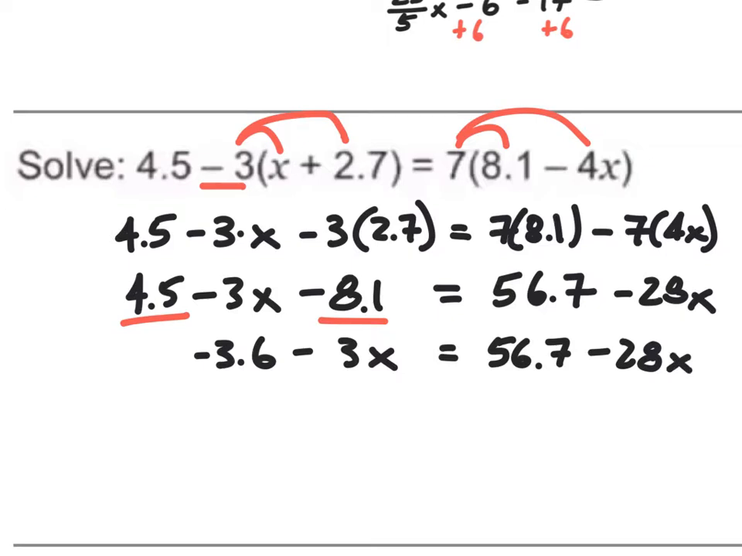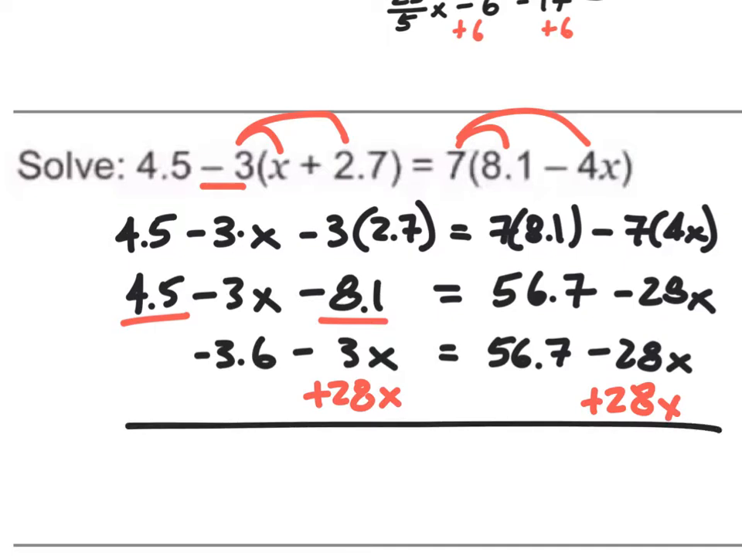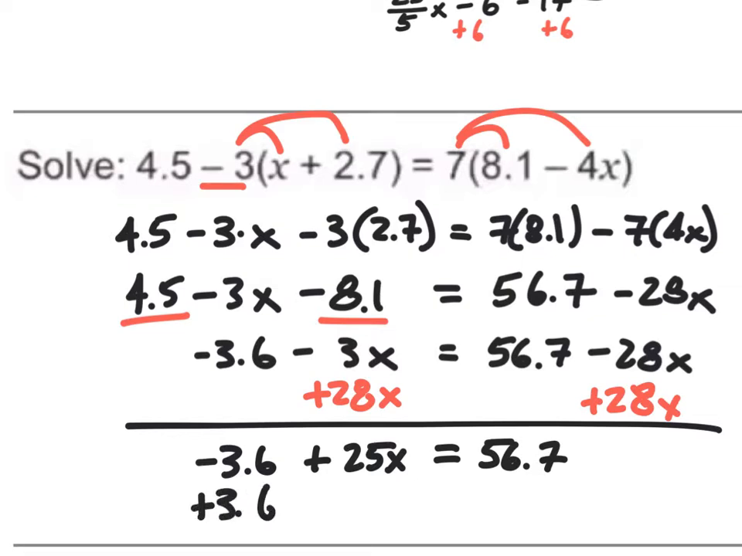Now, you can do a number of things here. I'm just going to go ahead and move my x's to the left side. So the first thing I want to do is add 28x to both sides. And so I get negative 3.6. Negative 3x plus 28x gives me positive 25x. And this is equal to 56.7. Then I'm going to add 3.6 to both sides.